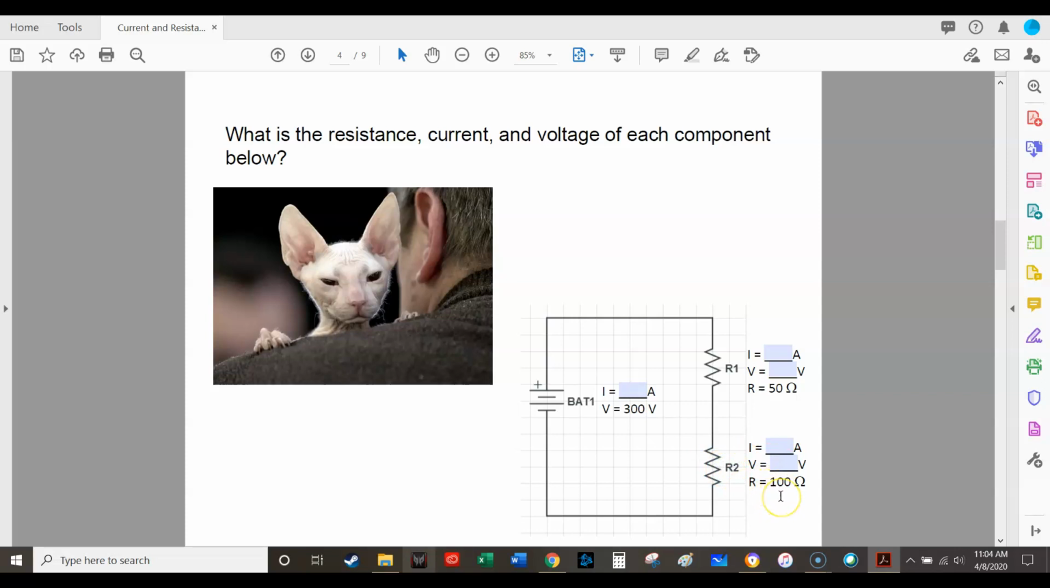resistance is 100 ohms. So go ahead and apply the rule that two resistors in series are going to be equal to one resistor that is the sum of those two resistors. Go ahead and apply that now and hit pause and finish this puzzle.